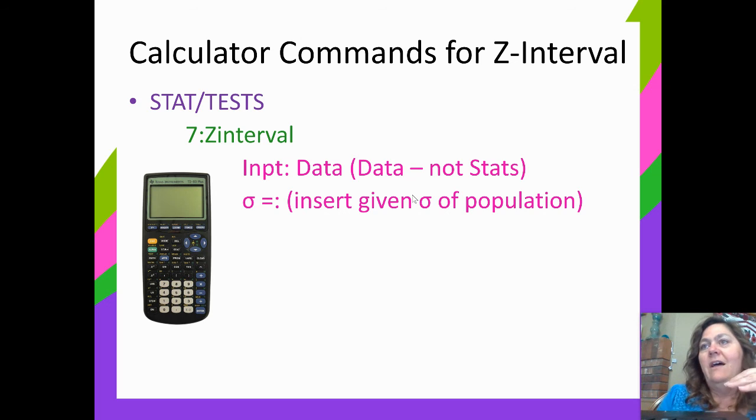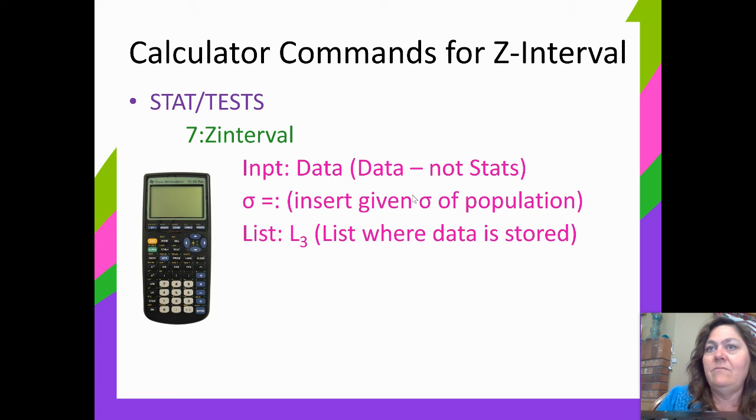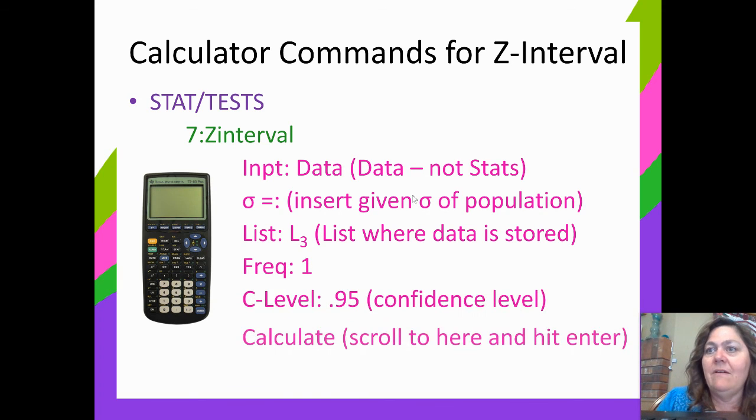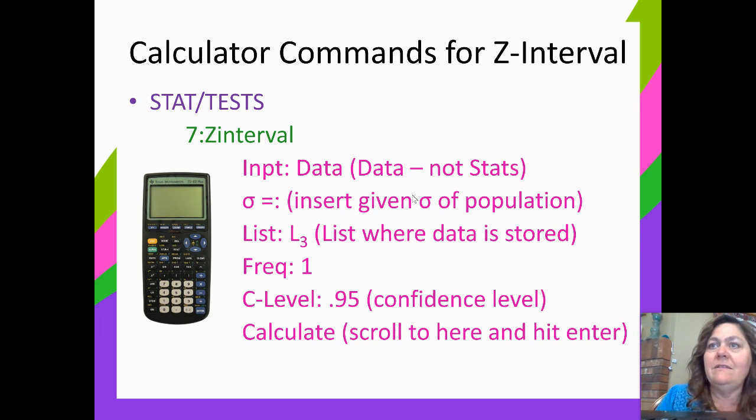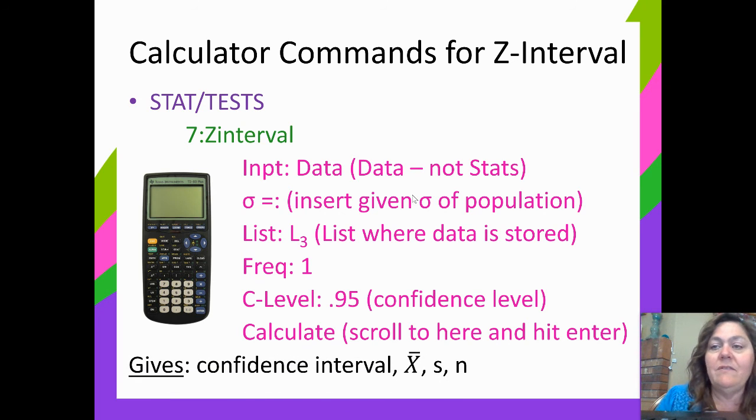Input data, not stats, whatever. Basically, you'll do stats if you had it, but I'm giving you a list right now that you're looking at from your homework, is what we're assuming. If you know sigma, that's where you will put it, and then give your list wherever your data is stored, whether it's L1, L2, L3. I just wrote L3 here for the heck of it. And then your CI level, and you hit Calculate. So it's exactly the same thing. It's just that now you have sigma instead of s, and you will get your z confidence interval with x bar, s, and n given as well. However, that information is not as needed, but x bar would be.